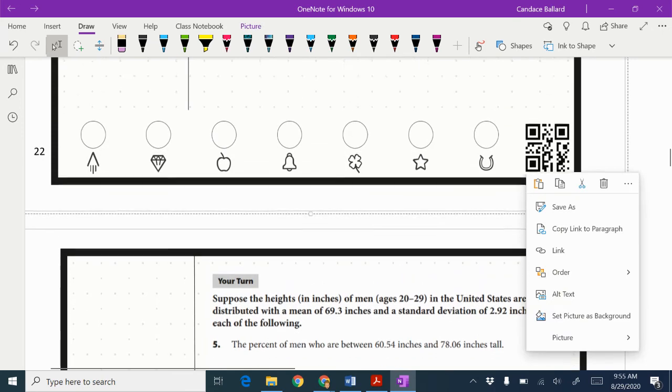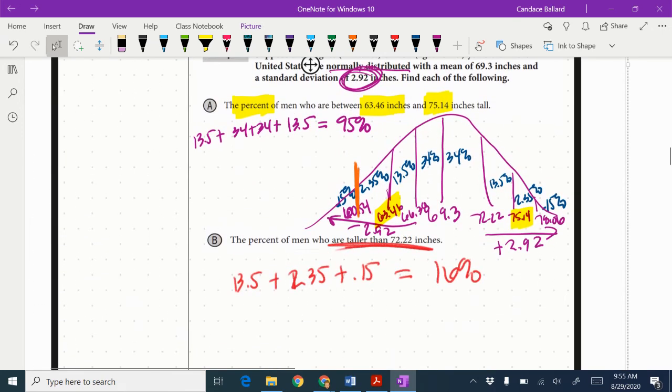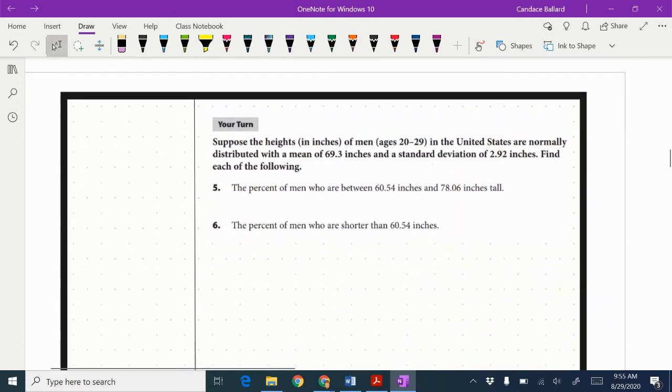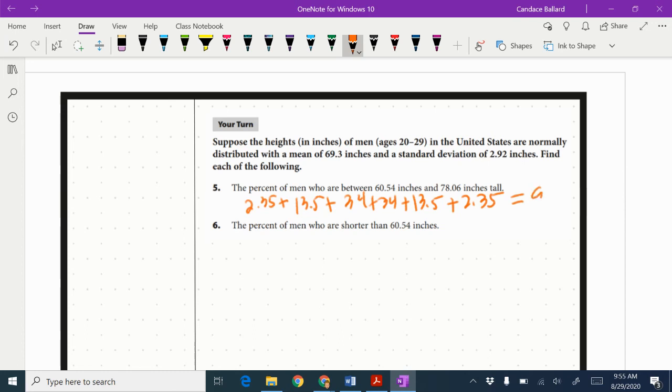And 78.06 is here. So there are a couple of ways I could do this. I could just add these guys up, just like we were doing before, which is probably the most straightforward and easy way to do it. So 2.35 plus 13.5 plus 34 plus 34 plus 13.5 plus 2.35. And I end up with 99.7%.